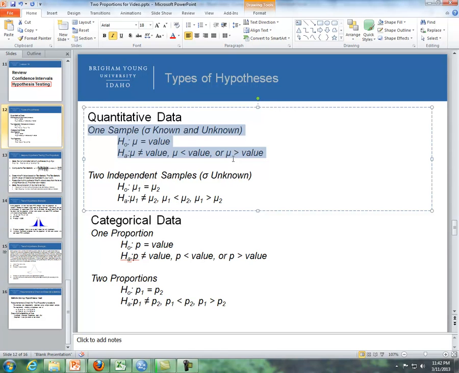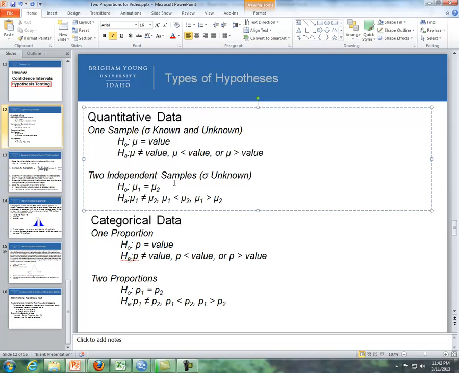Okay. Now with independent samples, I put this in here because of what we'll cover in just a moment. But the null hypothesis is that the two independent means are equal. Okay, and the alternative hypothesis is either that they're not equal, one is less than the other, or one is greater than the other. Okay.